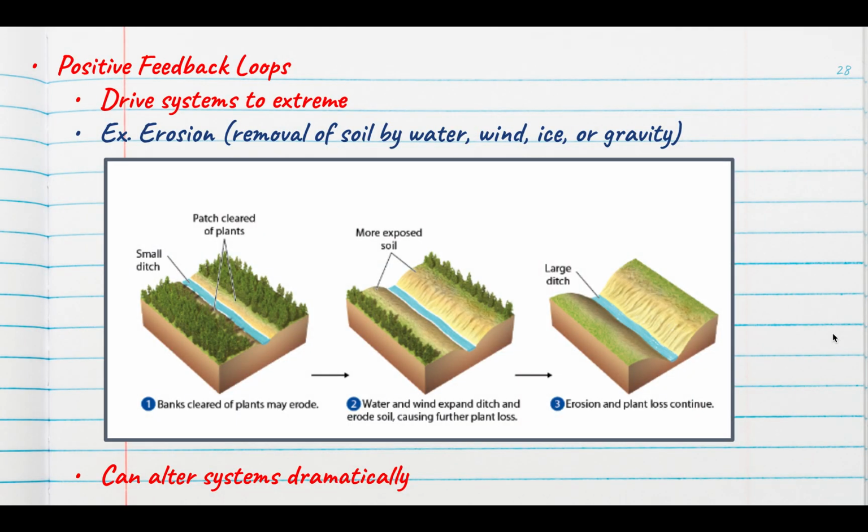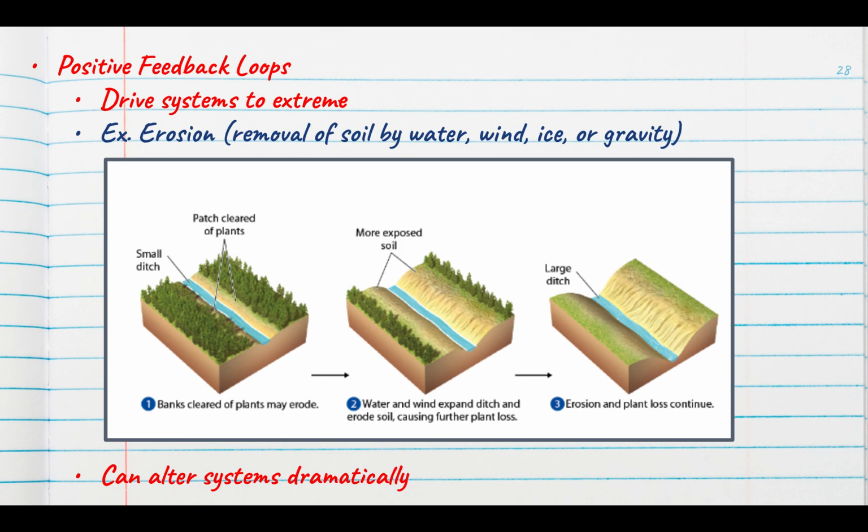Now, positive feedback loops, even though it's called positive in environmental science, they are often not positive and can really do bad things to the environment. So positive feedback loops drive systems to the extreme. You just have one thing that happens and essentially nothing that happens after that. Don't think of positive like yay positive. It's just one thing that happens and you don't have something else coming in behind it.